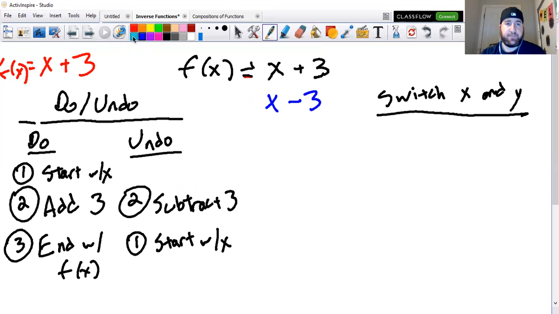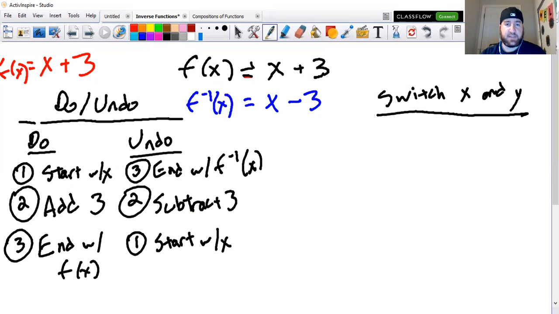So subtract 3. It's the only mathematical step I did. So now I'm going to end again with my function notation. So I'm going to put f inverse of x is equal to x minus 3. So these are inverse functions, guys.